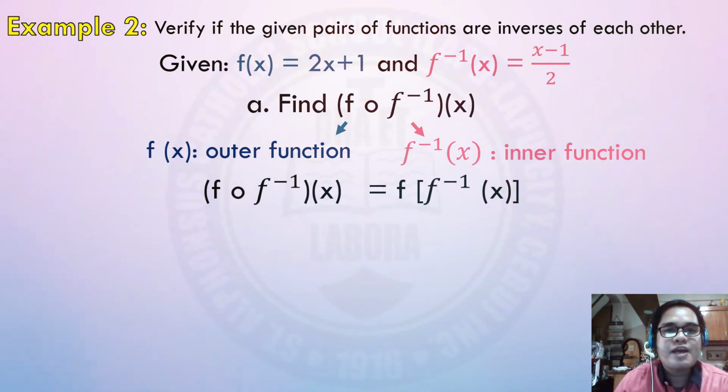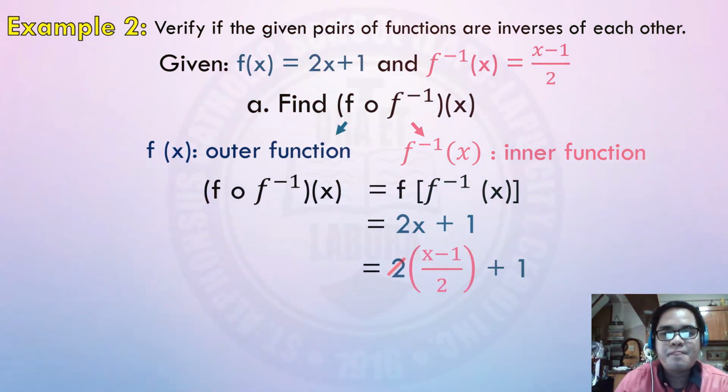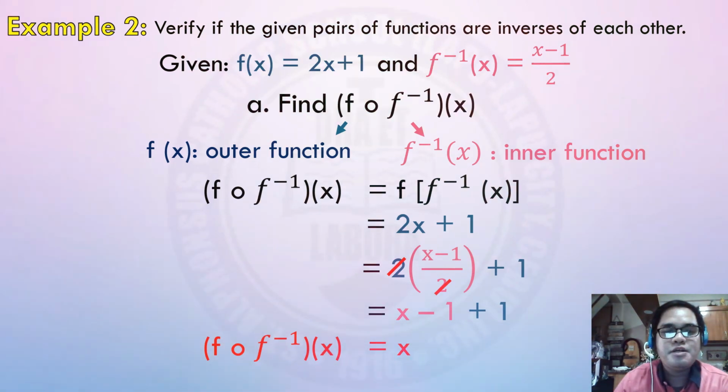Here are the solutions. F circle f inverse of x can be written as f of f inverse of x. Place the outer function, which is 2x plus 1. After that, substitute the variable x with the inner function f inverse of x, which is x minus 1 over 2. And then cancel 2 and 2, simplify them further, and it will become x minus 1 plus 1. And the f circle f inverse of x is equal to x.